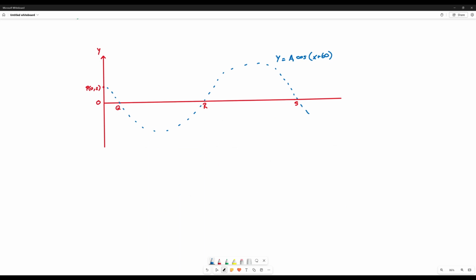Okay, so this question is not one that I've ever seen on a Leaving Cert before.